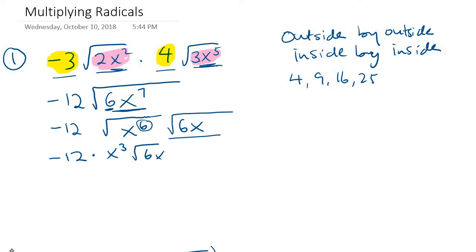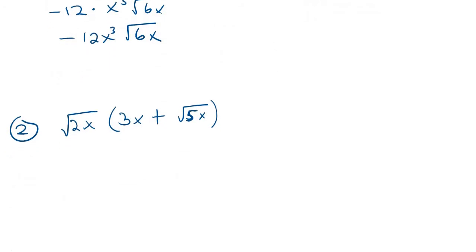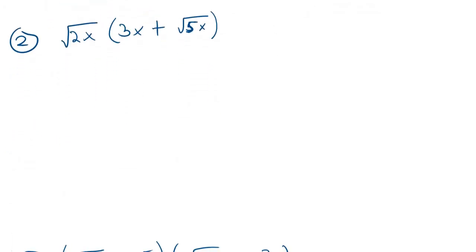And now we can just multiply. It's -12 times x cubed is -12x cubed, and then root 6x. So that's the answer to it. That's the simplified version of that multiplication. All right, so we're moving to another type now, but this is still multiplication. Here is the second example.